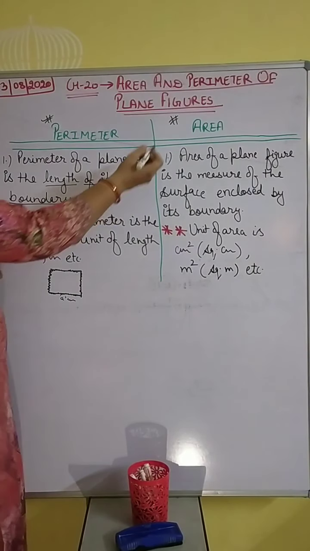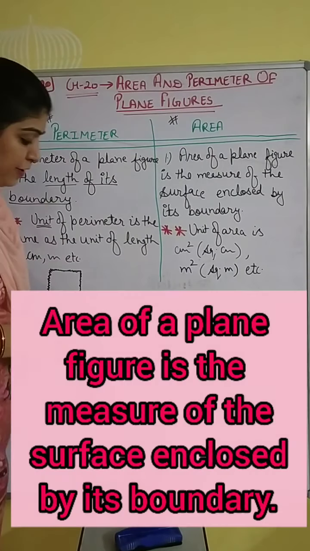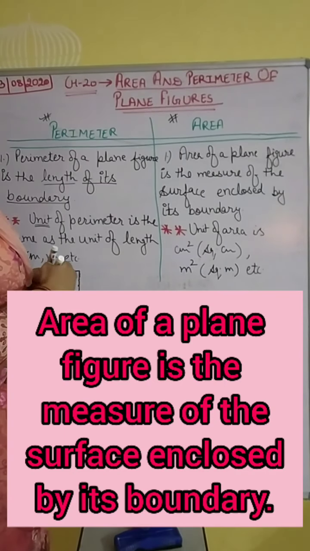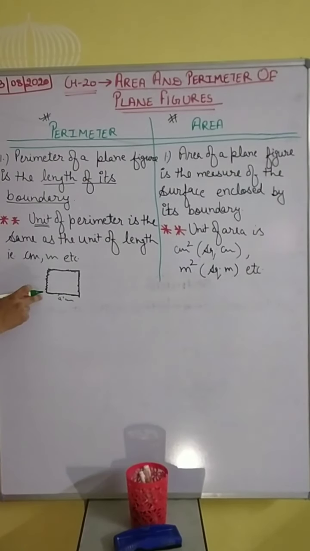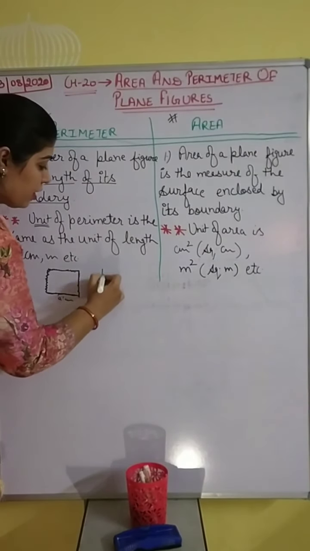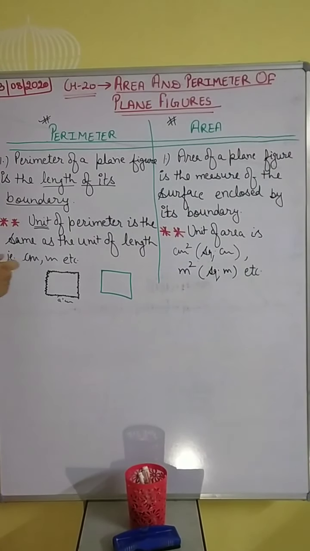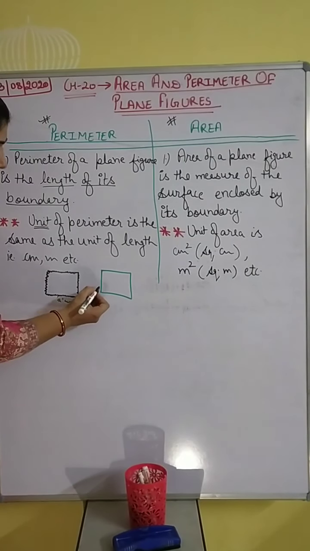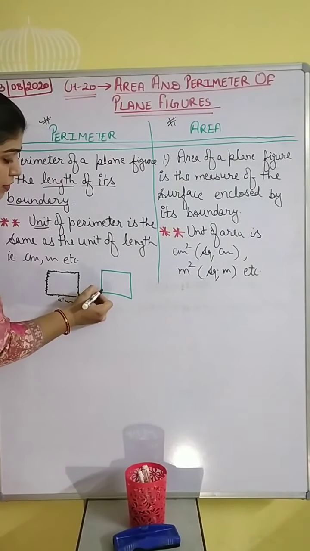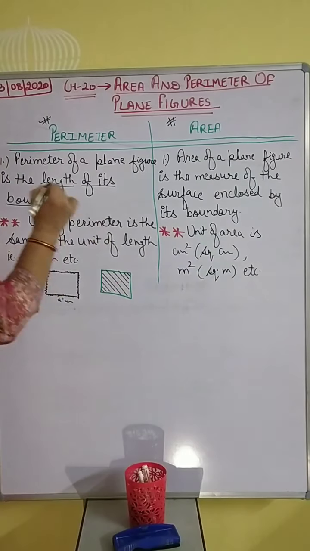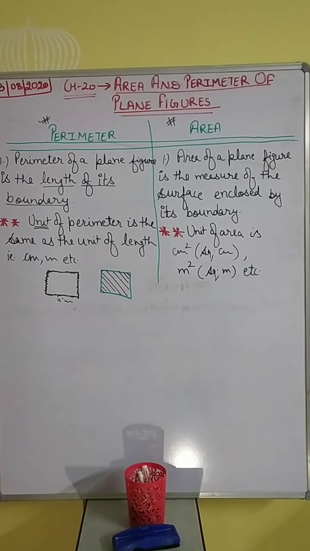Now come to the area. Area of a plane figure is the measure of the surface enclosed by its boundary. Okay, let us suppose this is my plane figure, rectangle. Now what is the area? If this is the plane figure, rectangle, then area of plane figure is the measure of surface, this one, measure of surface enclosed by the boundary. Okay, this is the area. Area of plane figure is the measure of surface enclosed by its boundary.